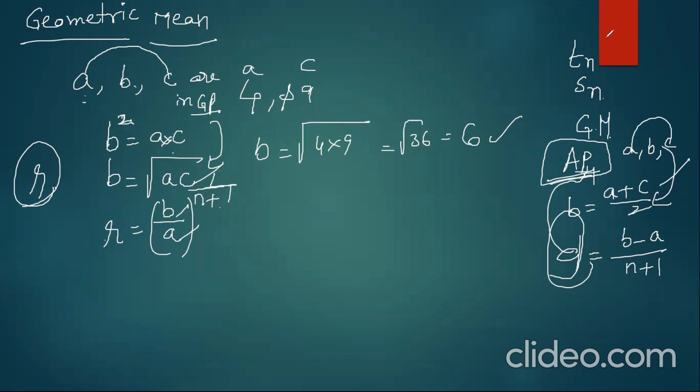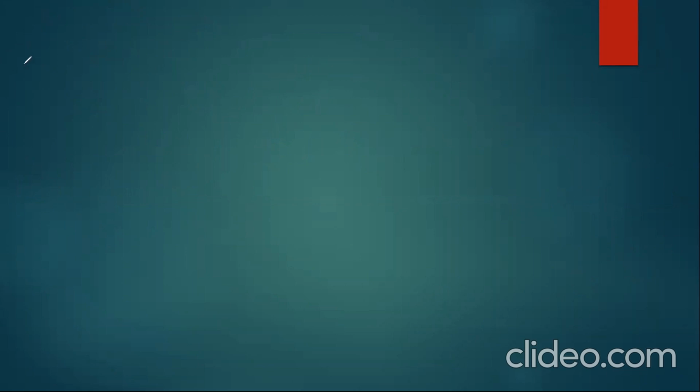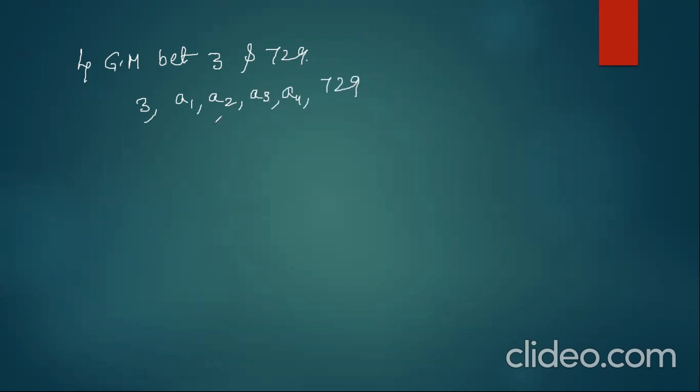Now, let us do one small question. One example: find four geometric means between 3 and 729. How many? Four geometric means. So, 3, then A1, A2, A3, A4, and 729. Now, this is four geometric means. What kind of term is this last one? It is the sixth term, because you are inserting four geometric means. This is the first term, this is 5 and this is the 6th term. So, can we say it is T6, right?